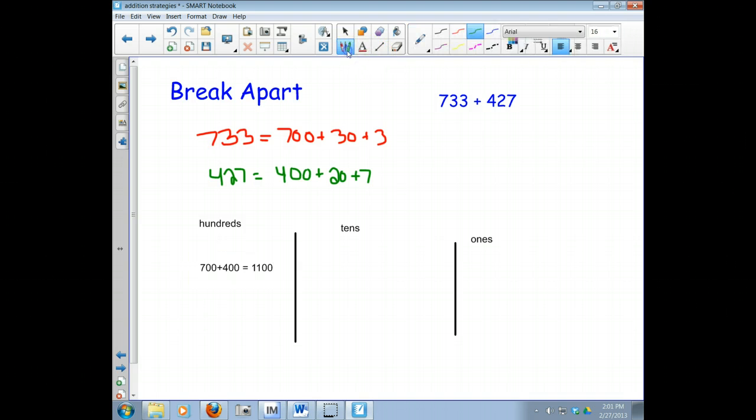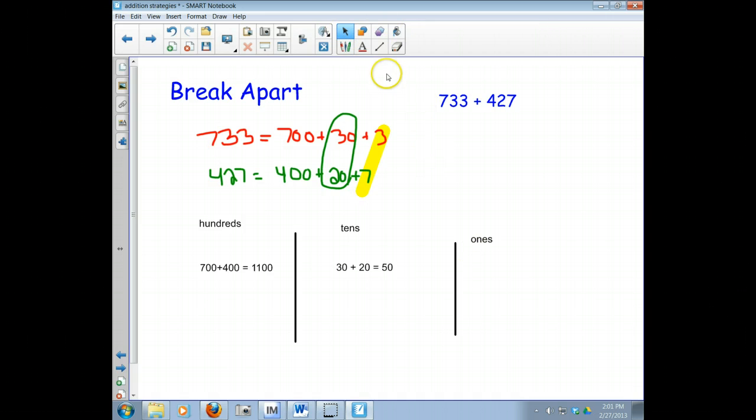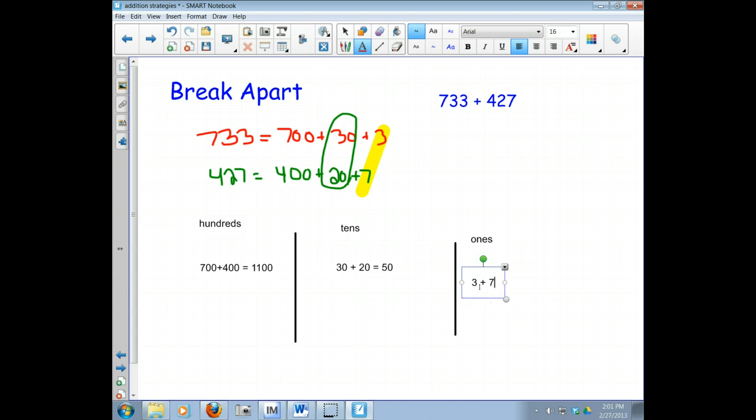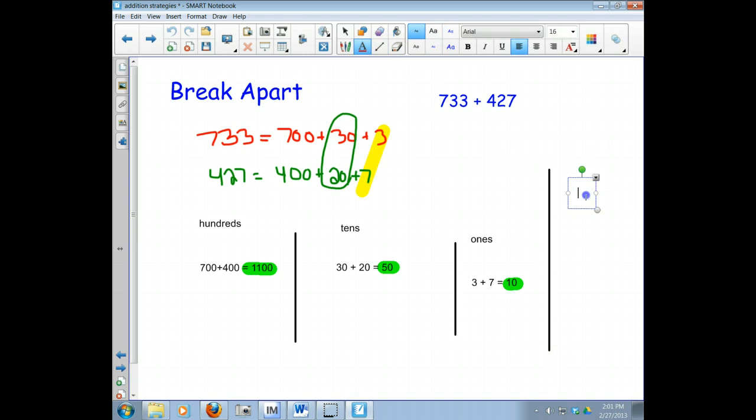So then my tens, I'm going to do right here my 30 and my 20. Let's start with 30 since we're starting with the 733 first. 30 plus 20, and that's going to equal 50. And then I'm going to take the ones place and add them. So I've got my 3 plus 7, which equals 10. So now I've got to take each of these answers, 1,100, the 50, and the 10, and put them together. So let's make another column over here for that. And this one we're going to call total.